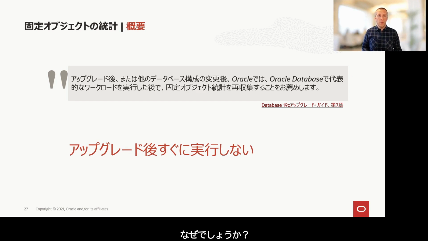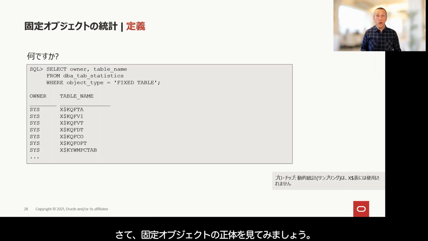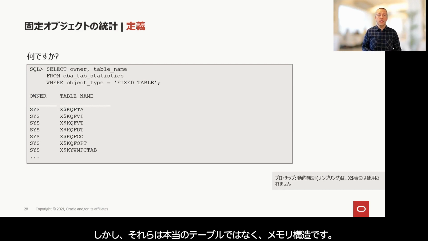Why is that? Well, let's see what fixed objects really are. It is those $X tables that you find in your database. But they aren't really tables, they are memory structures. And for instance, you can find $BH, which represents the buffer cache.